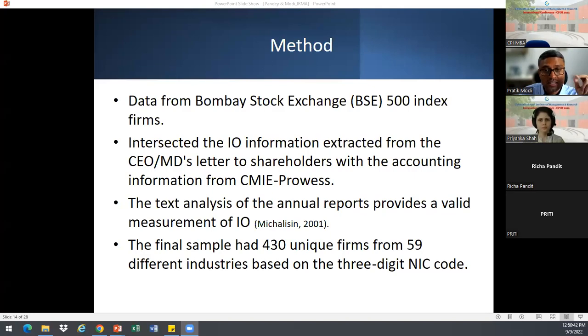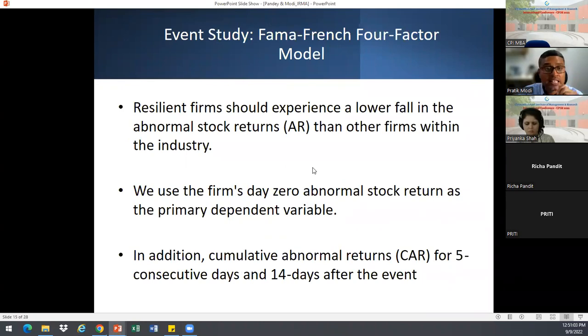From the letters written by the chief managing director, chairman and managing director of the company to shareholders, we did text analysis of this report to identify the measurement of IO. We had this sample from 59 industries, and for measuring the dependent variable, resilience, we conducted an event study using the Fama-French 4-factor model, and we calculated abnormal returns for 3 windows.